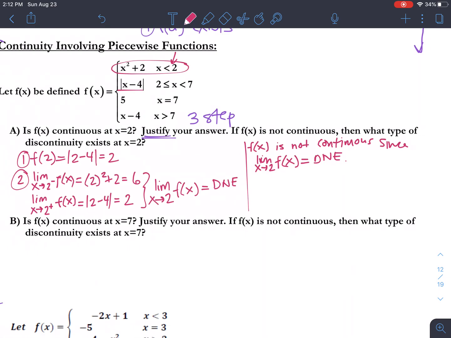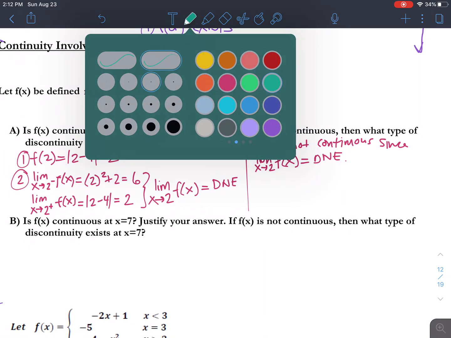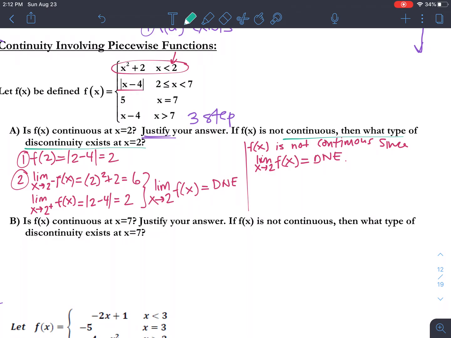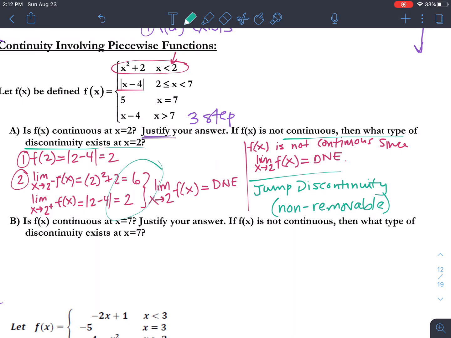Okay, and then notice in this problem it said, well, if it's not continuous, what type of discontinuity exists? And again, I mentioned this to you guys, this is going to be a jump discontinuity. And remember the other word, this is a non-removable discontinuity. The only removable one is the point of discontinuity. And we know it's a jump discontinuity. Why? Well, the biggest giveaway is this: left-hand and right-hand limits were different, but a function value did exist. So that kind of helped us with figuring out it was a jump.